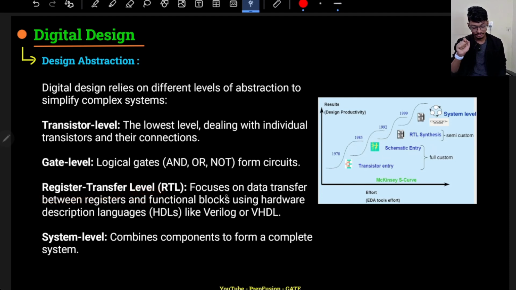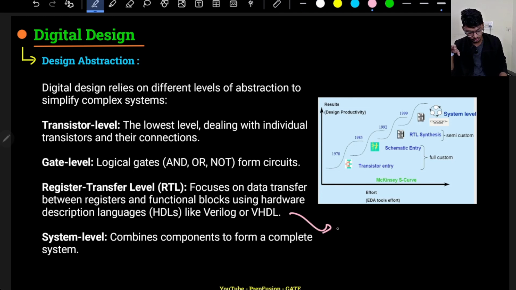Register transistor level focuses on data transfer between registers and functional blocks using hardware. Okay, so registers are actually on the higher level. Registers are made with gates as well and with a few sequential blocks as well. Then what we do is we define the next cycle value depending on the current state. So this, right, uses sequential logic.